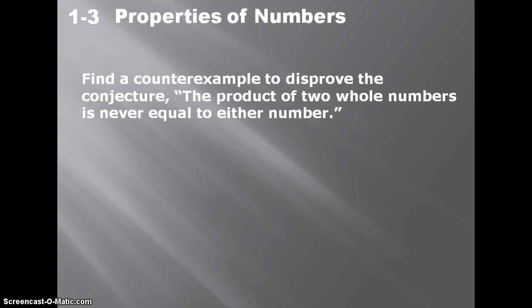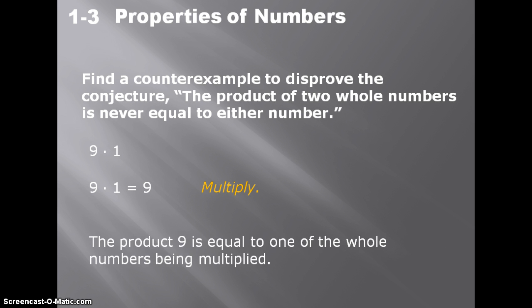Let's see what we can come up with for this one. Find a counterexample to disprove the conjecture: the product of two whole numbers is never equal to either number. Let's try 9 times 1. So again, we're multiplying two whole numbers. Our answer is 9, but it says the product of the two numbers is never equal to either number. But the product is 9 and it equals one of the two multipliers, which is 9. So again, we have disproved the conjecture.